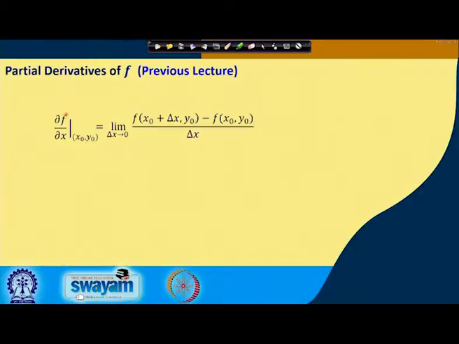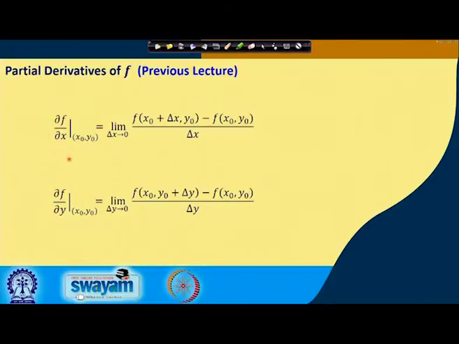What was it? It was the fundamental definition of the partial derivative with respect to x at the point x0, y0. The increment is in x, because we are talking about the partial derivative with respect to x, and the function value difference is divided by the increment delta x, taking this limit. If this limit exists, then we have the first order partial derivative with respect to x, and similarly we have the first order partial derivative with respect to y at this point x0, y0 when this limit exists. Now, we will continue this for higher order derivatives.